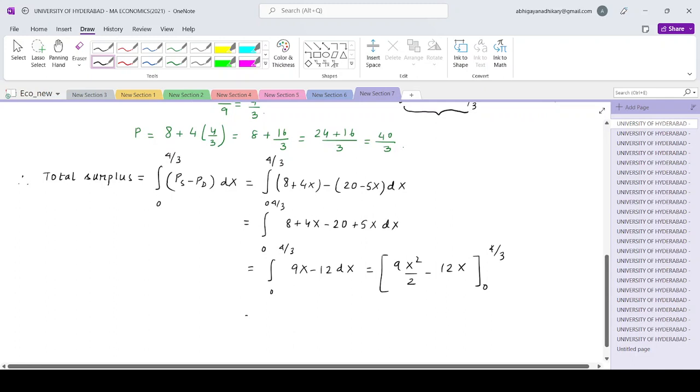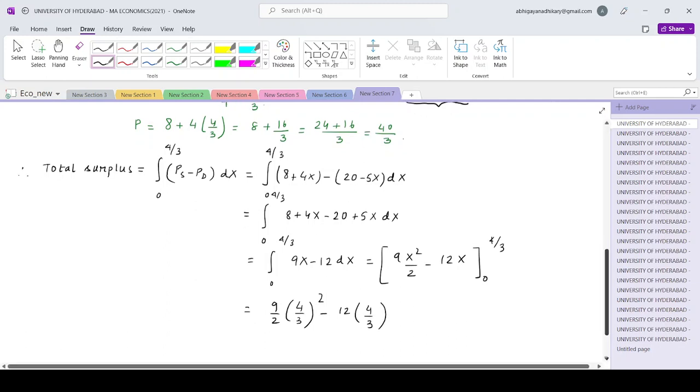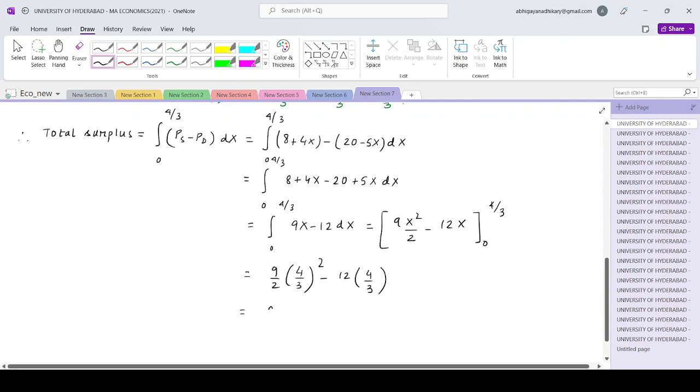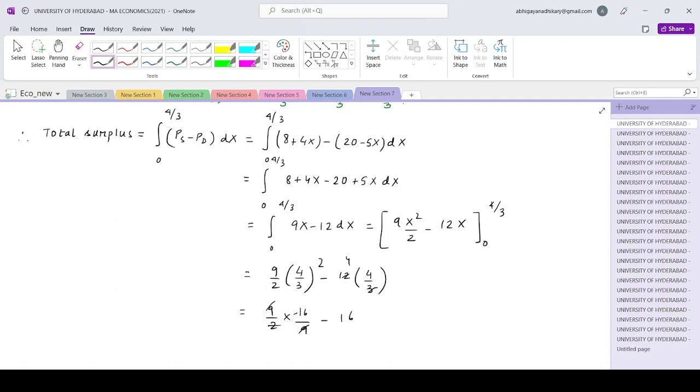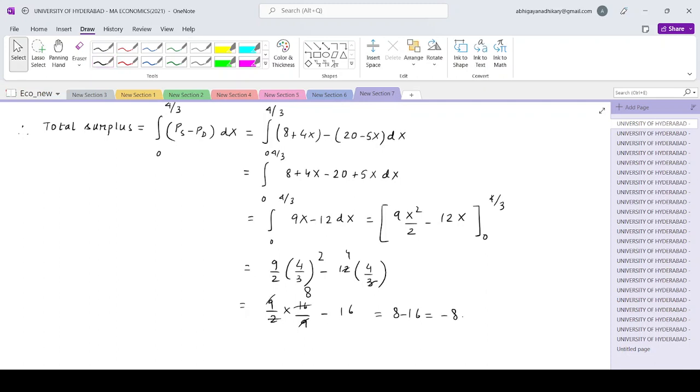So 0 need not be evaluated, so that is 9 by 2 times 4 by 3 whole square minus 12 into 4 upon 3. So that is 9 by 2 into 16 by 9, minus 16. The 9 and 9 will get cancelled, and this will go 8 times. So that is 8 minus 16, and we come up to minus 8.